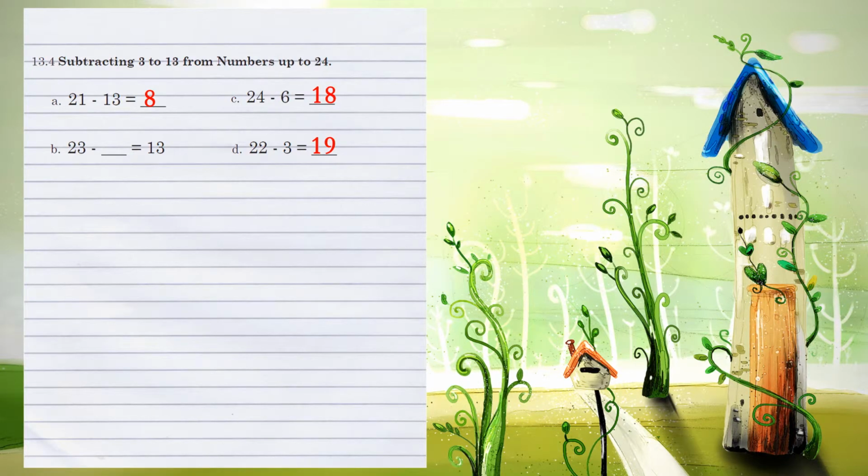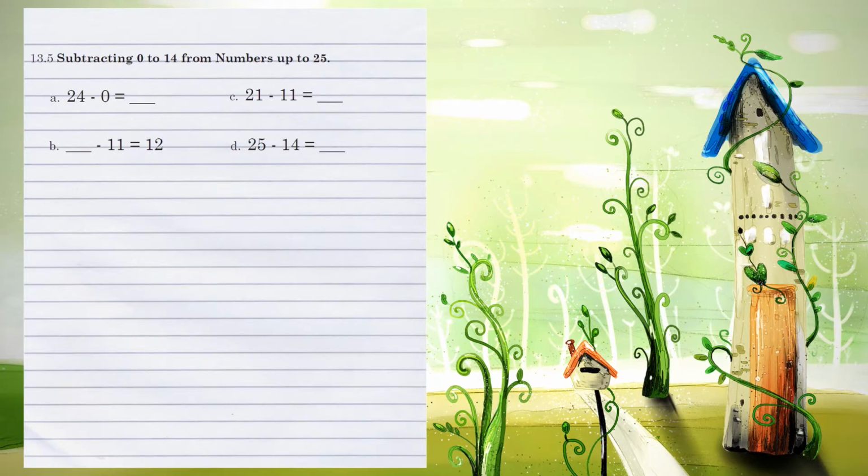Example B. 23 minus what number equals 13? All right, well look, let's take 2 minus what number equals 1? Well, that would be a 1. And 3 minus what number would equal the 3? That would be a 0. So we're subtracting 10. Unit 13.5, subtracting 0 to 14 from numbers up to 25.